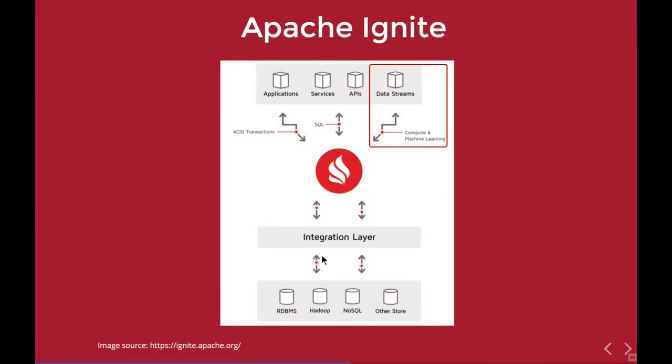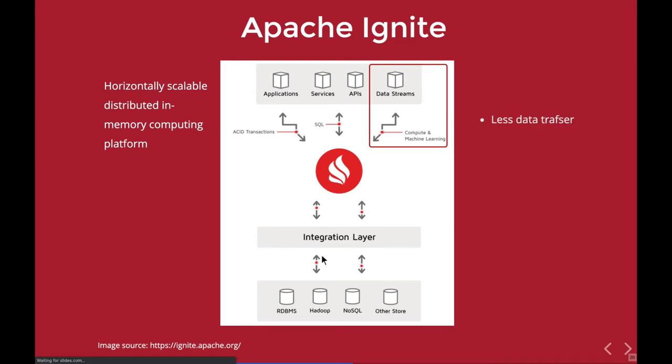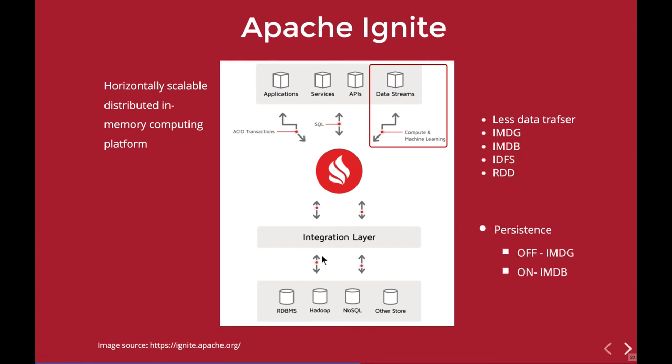Apache Ignite is a horizontally scalable distributed in-memory computing platform. That means it wants to do basically zero ETL, avoiding data transmission over the network, over the system. It has a data grid implemented under the hood. So when we say data grid, that means it has a very high-performance cache here.